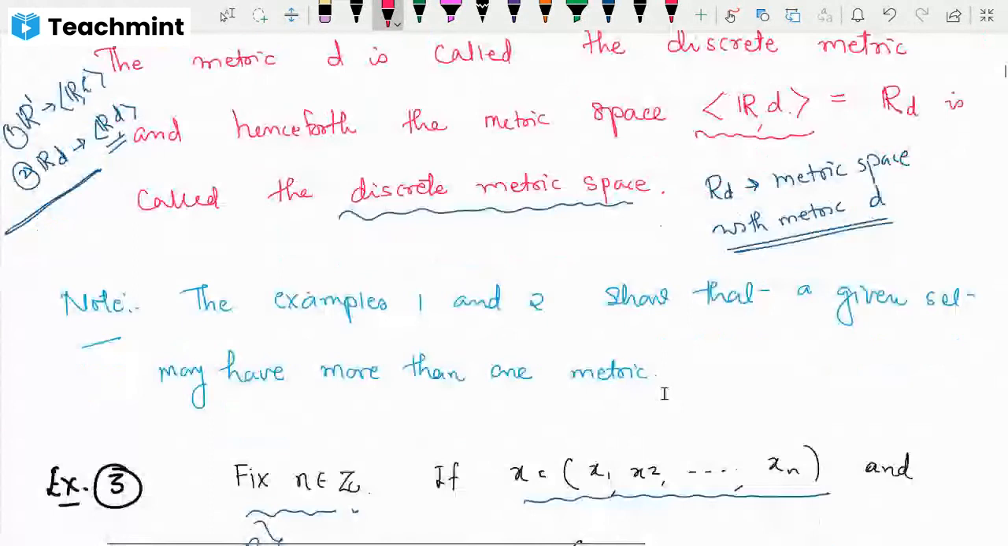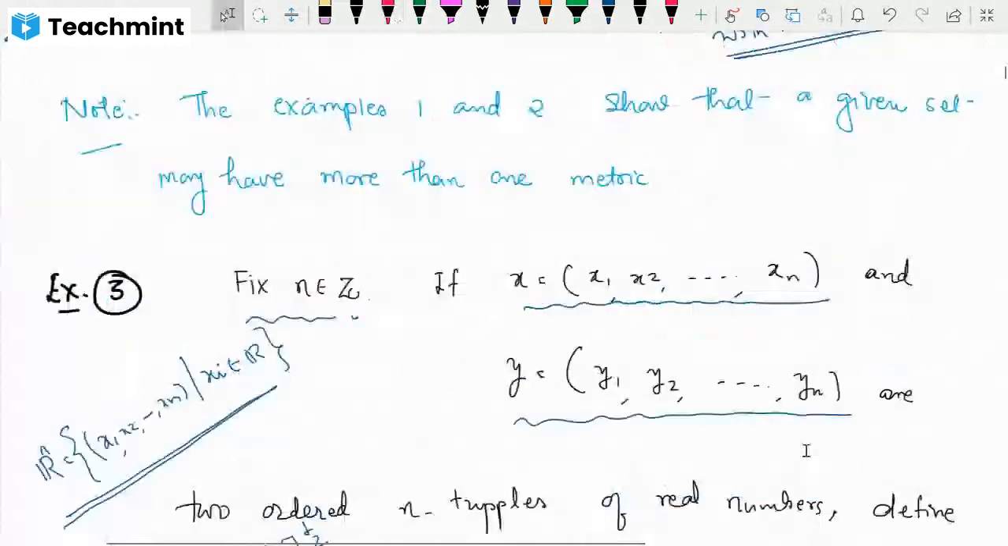So what is the third example? Lastly, we have seen another example of metric space, and it is R^n, that is, Euclidean n-space. So R^n, how do we define it? If we take n equal to 2, then it will be R squared. If we take n equal to 3, then it will be R cubed, and likewise. So what is R^n?